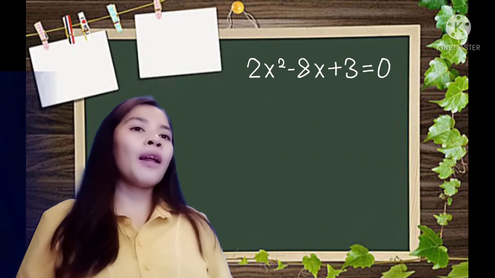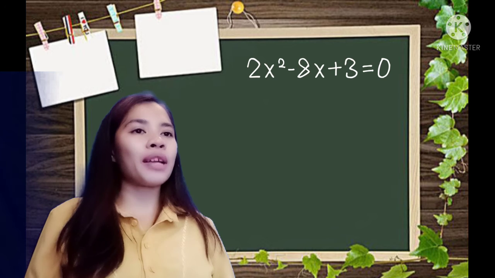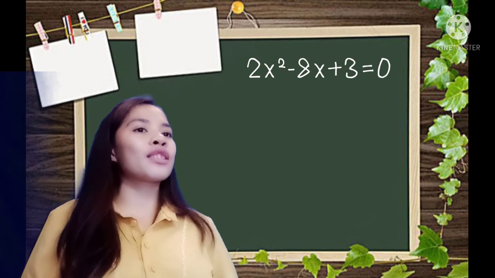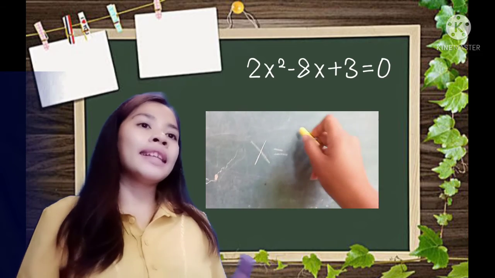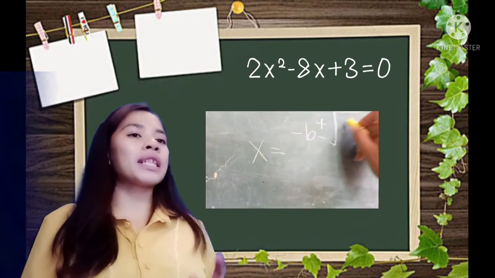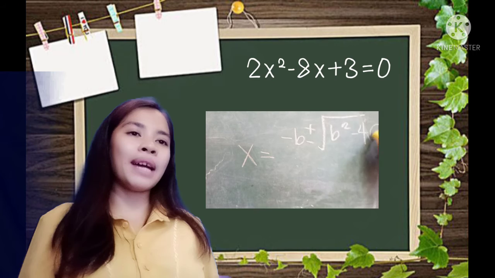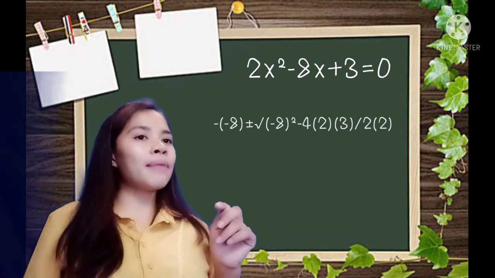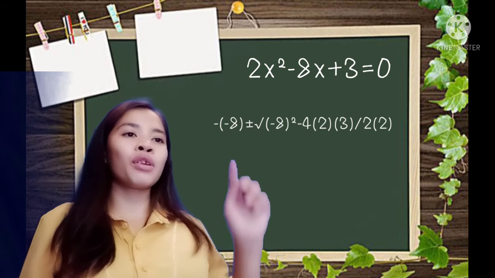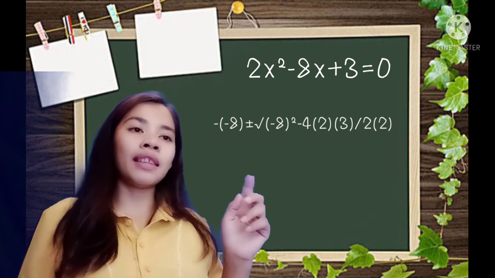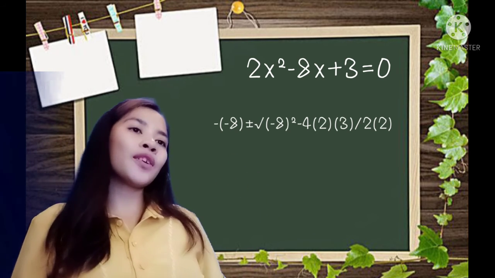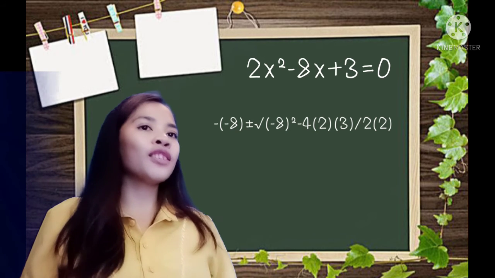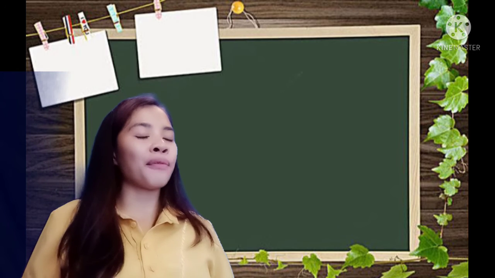To check, solve for the roots of 2x squared minus 8x plus 3 equals 0 using the quadratic formula. We have x is equal to negative b plus or minus the square root of b squared minus 4ac, divided by 2a. So x is equal to negative times negative 8 plus or minus the square root of negative 8 squared minus 4 times 2 times 3, divided by 2 times 2. That ends case number 3.